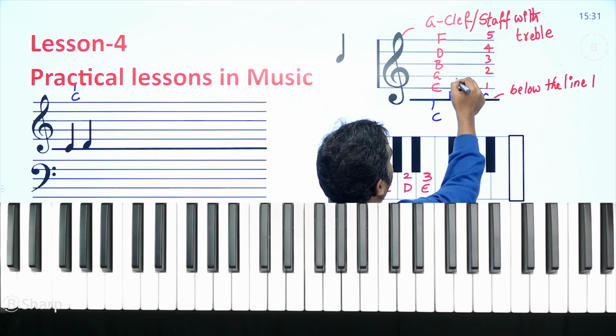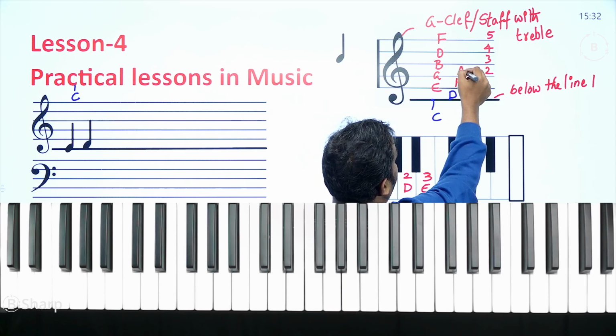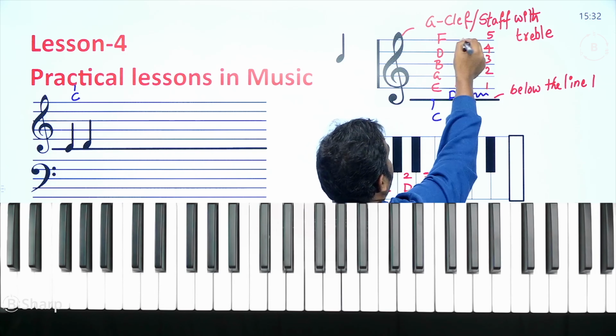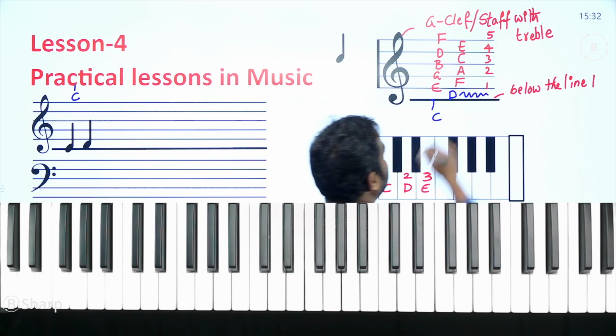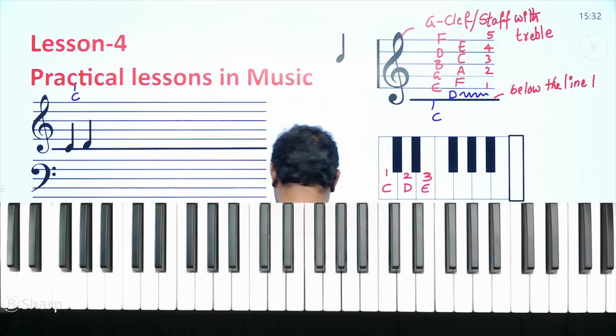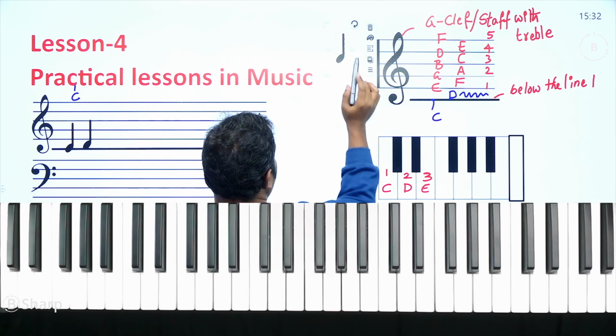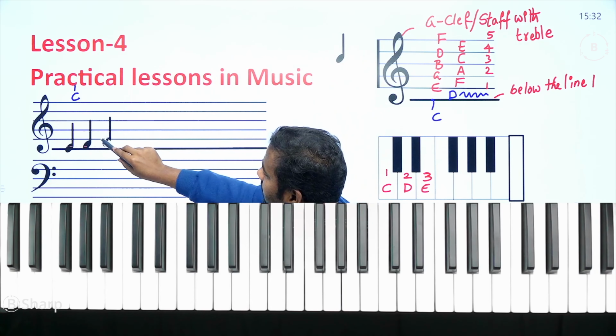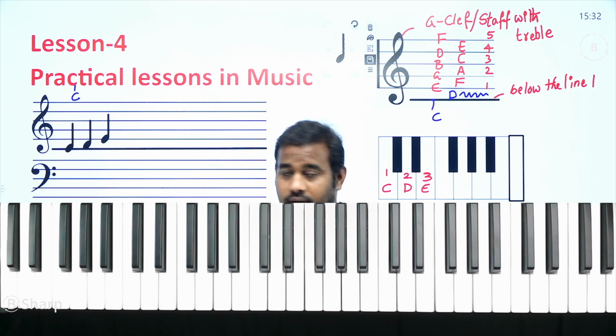Here, every good boy does fine, and the name is FACE. In between these lines, the keys that come are the FACE notes. Likewise, look here: after D, the next note will be E.